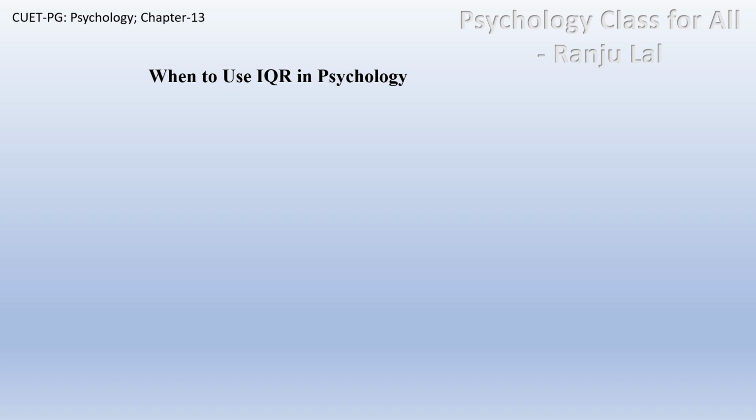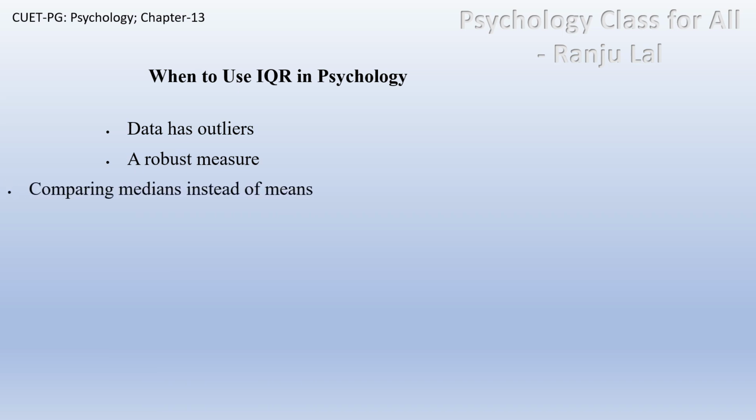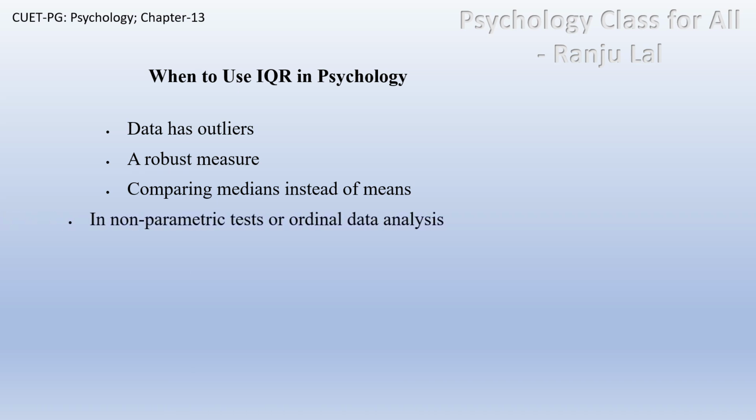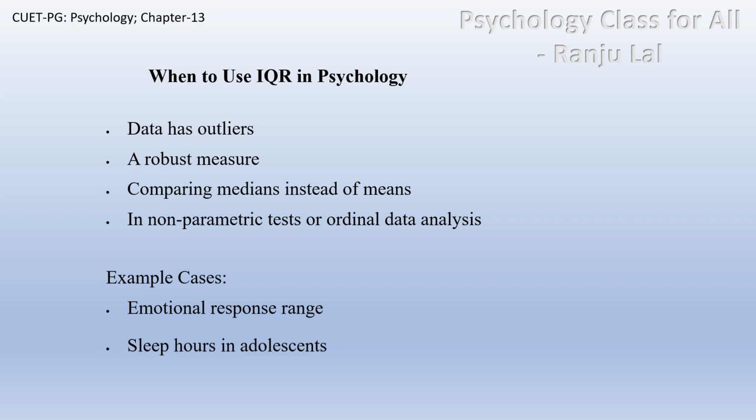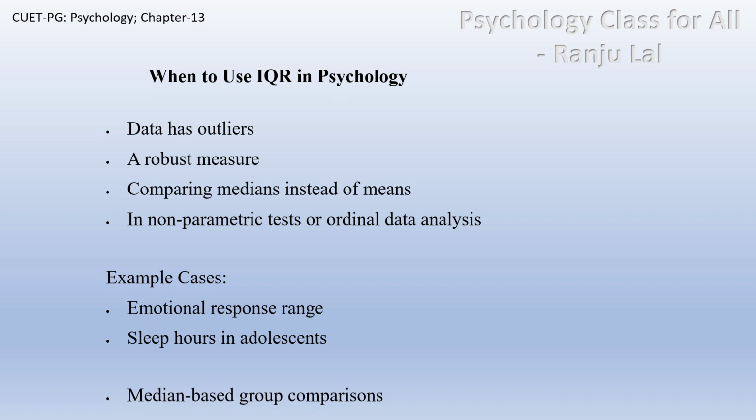Now, when to use IQR in psychology? IQR should be used when the data has outliers, if you want a robust measure, if you are comparing medians instead of means, especially in non-parametric tests or ordinal data analysis. For example, finding out emotional response range, calculating sleep hours in adolescents, or checking median-based group comparisons.